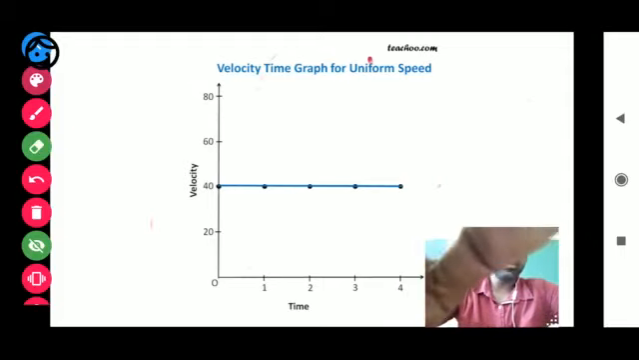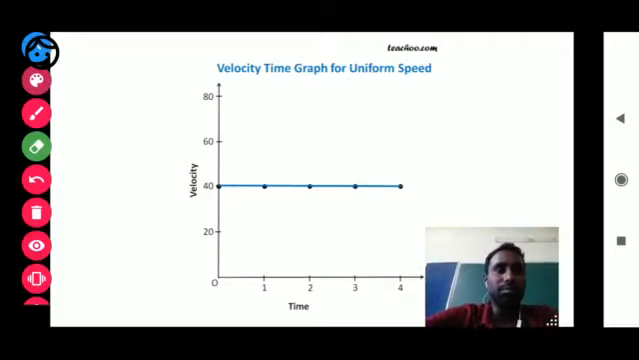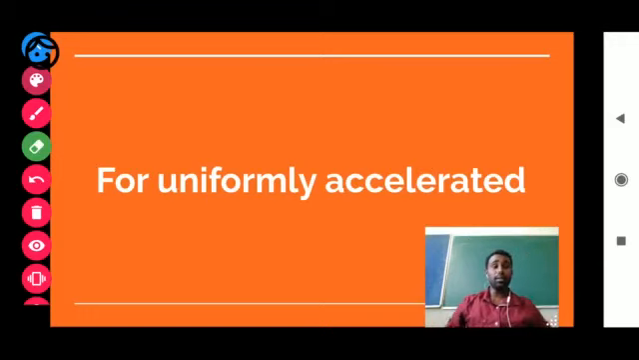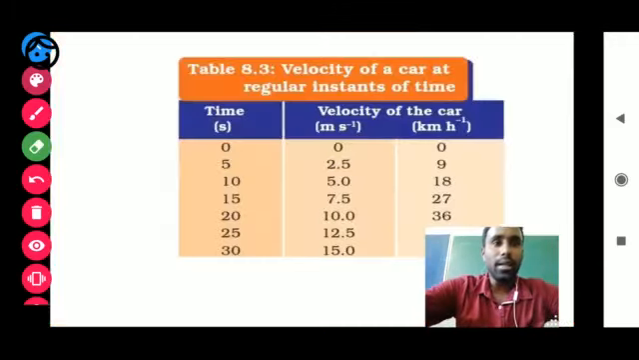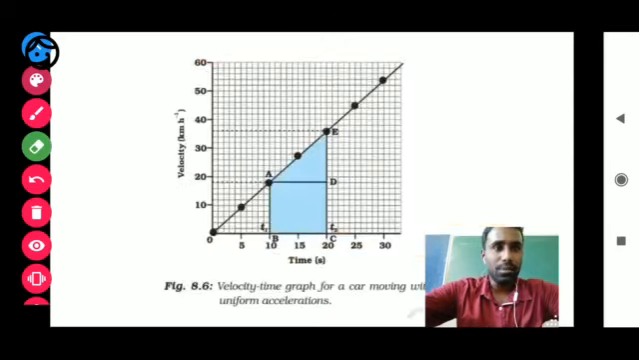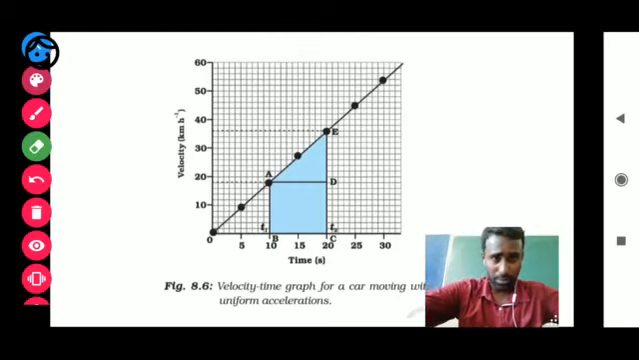Next, for uniformly accelerated motion. What is meant by uniformly accelerated? Here I mentioned some data. Based on this data, if you draw the graph, we can tell whether it is uniformly accelerated or non-uniformly accelerated. The first one is uniformly accelerated motion. In the velocity-time graph, we can find whether it is uniform acceleration or non-uniform acceleration.